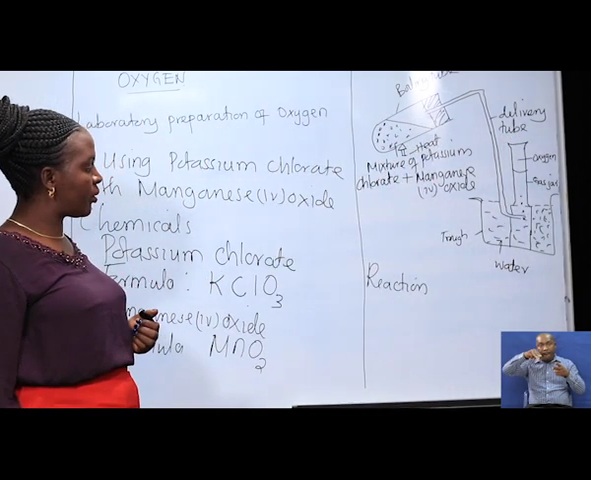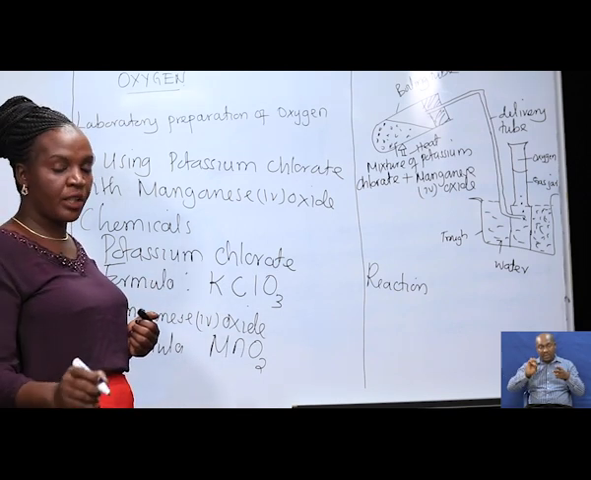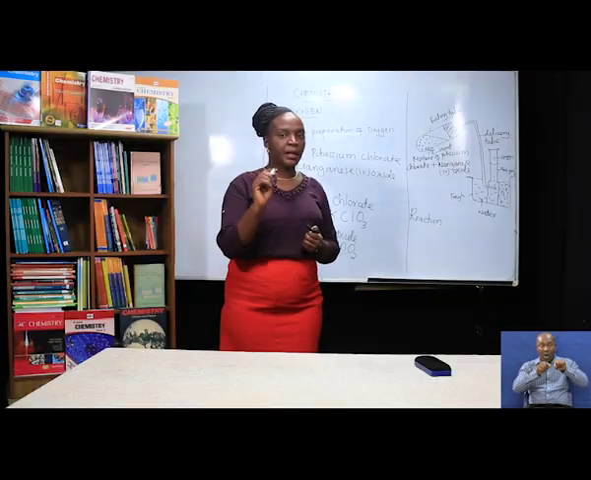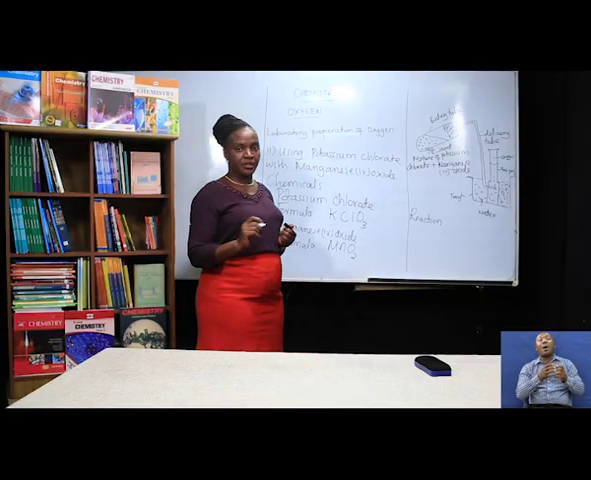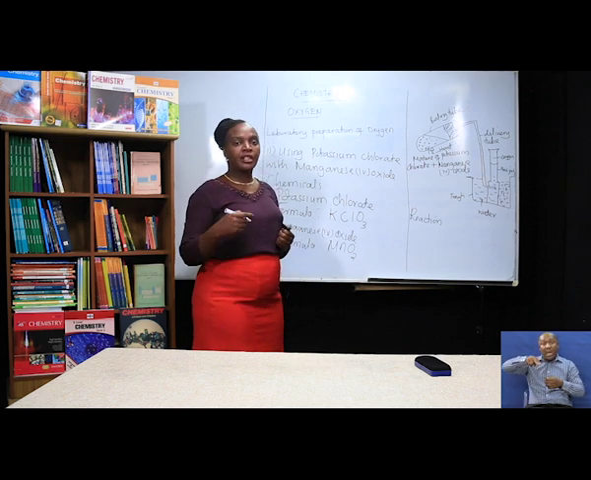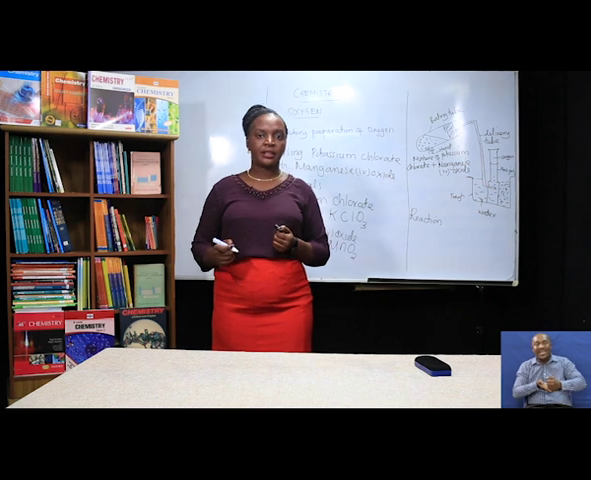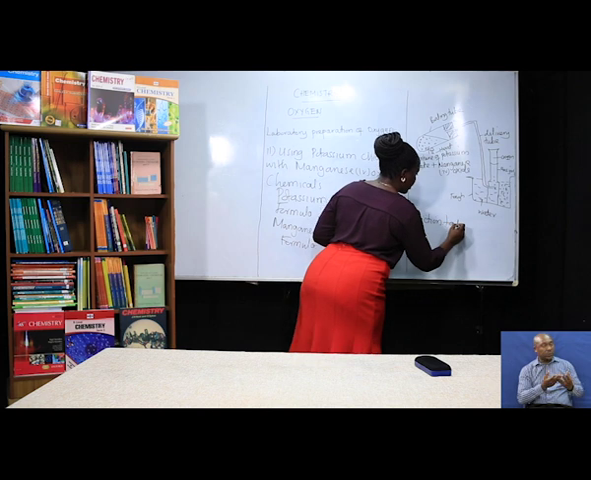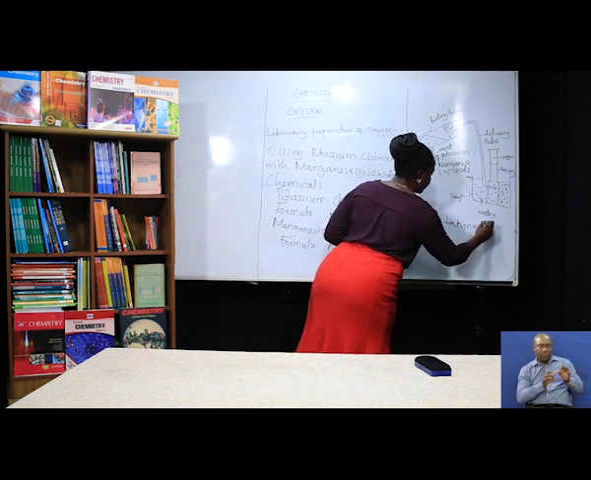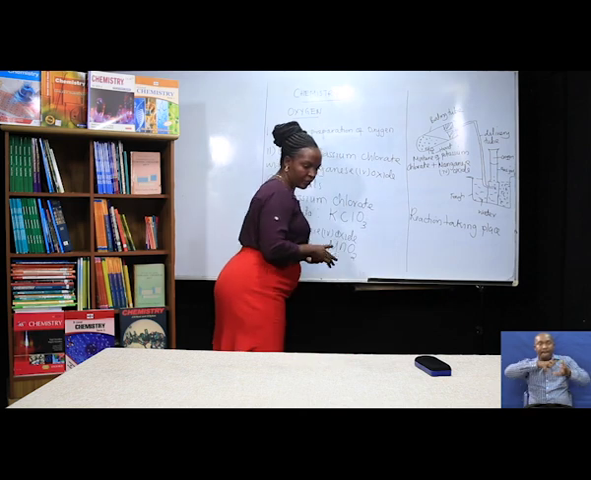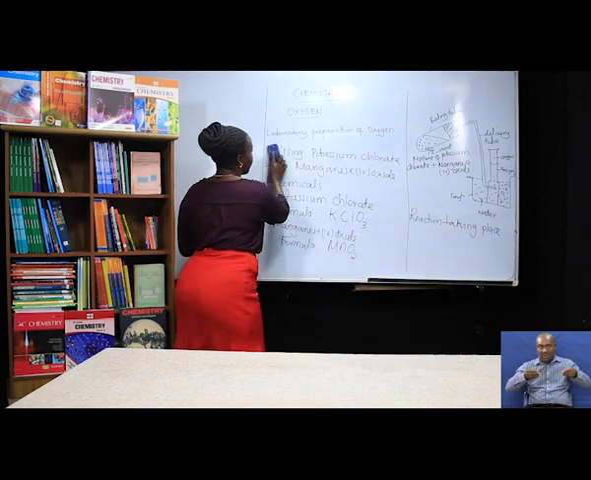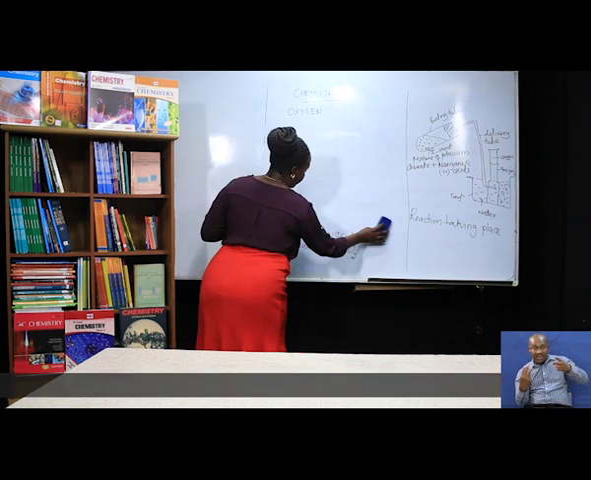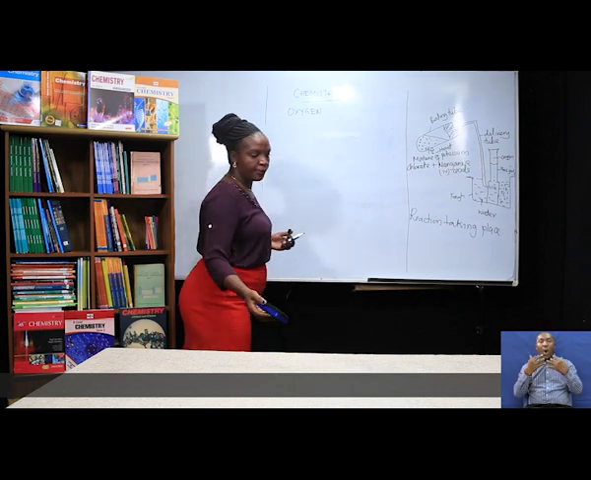So inside the boiling tube, there is a reaction taking place between potassium chlorate and the manganese IV oxide. Remember, manganese IV oxide does not decompose, but it assists the decomposition of potassium chlorate in order to produce oxygen gas. So we have the reaction taking place within the boiling tube. Now, potassium chlorate will decompose in the presence of manganese IV oxide.